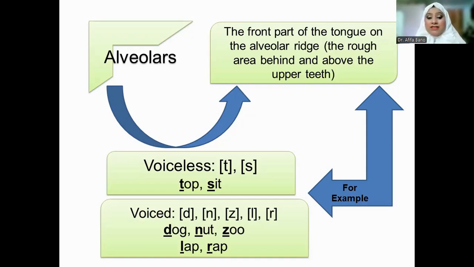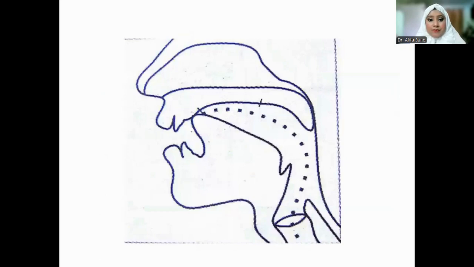Okay, da sound as in dog, head. Na sound as in nut, za as in zoo. La as in lap, ra as in rap. So all these are called alveolar sounds. See, you can see the picture over here. The tongue is touching the alveolar ridge. La, ra.